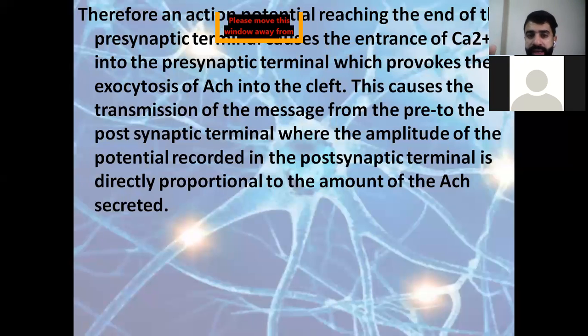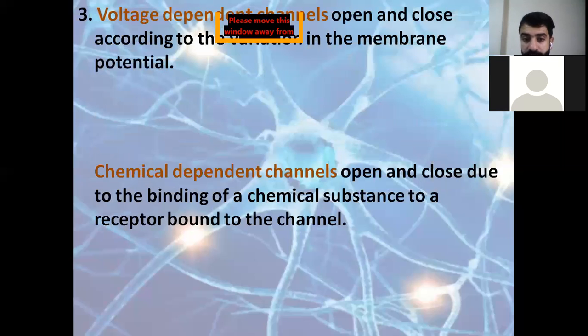So this is the conclusion. Action potential reaching the end of the presynaptic causes the entrance of Ca2+. This Ca2+ will lead to the exocytosis of the neurotransmitter inside the secretory vesicles. There is acetylcholine, ACh. This will cause the transmission of the message from the pre to the post, where the amplitude is directly proportional to the amount of acetylcholine. And you have to know that acetylcholine and curare are antagonistic. One of them causes excitation and the other causes relaxation of the muscle, as we said before.